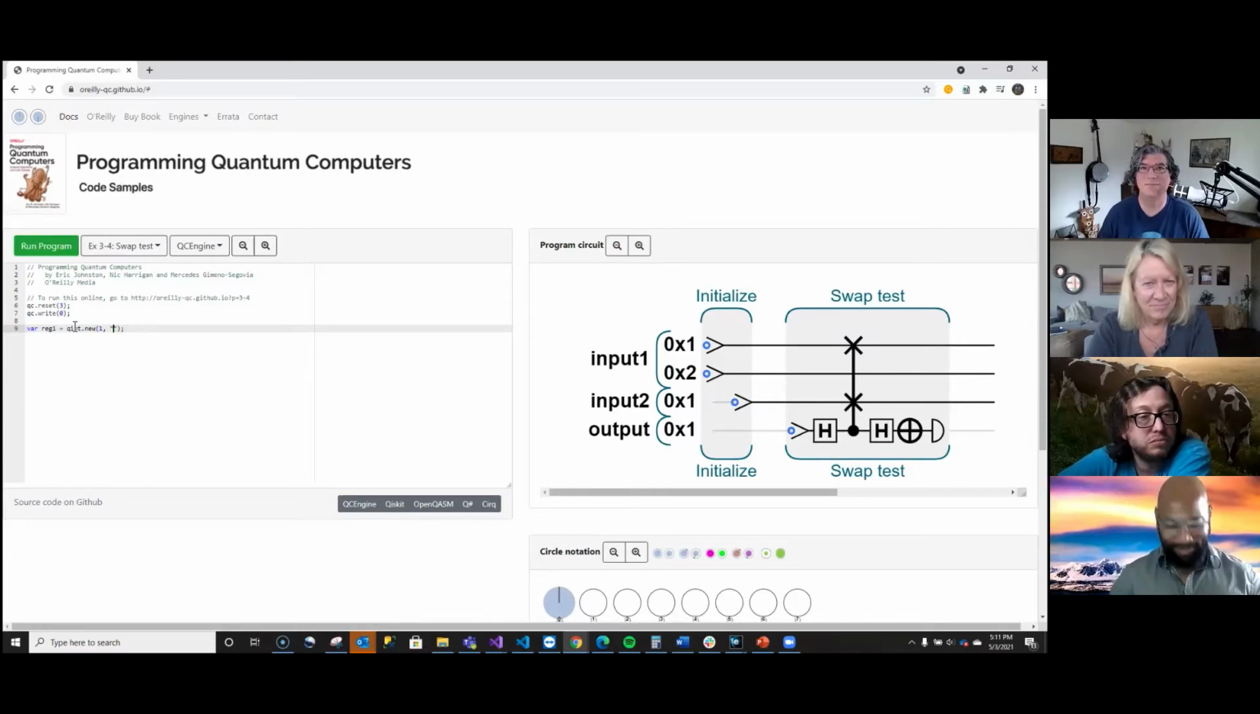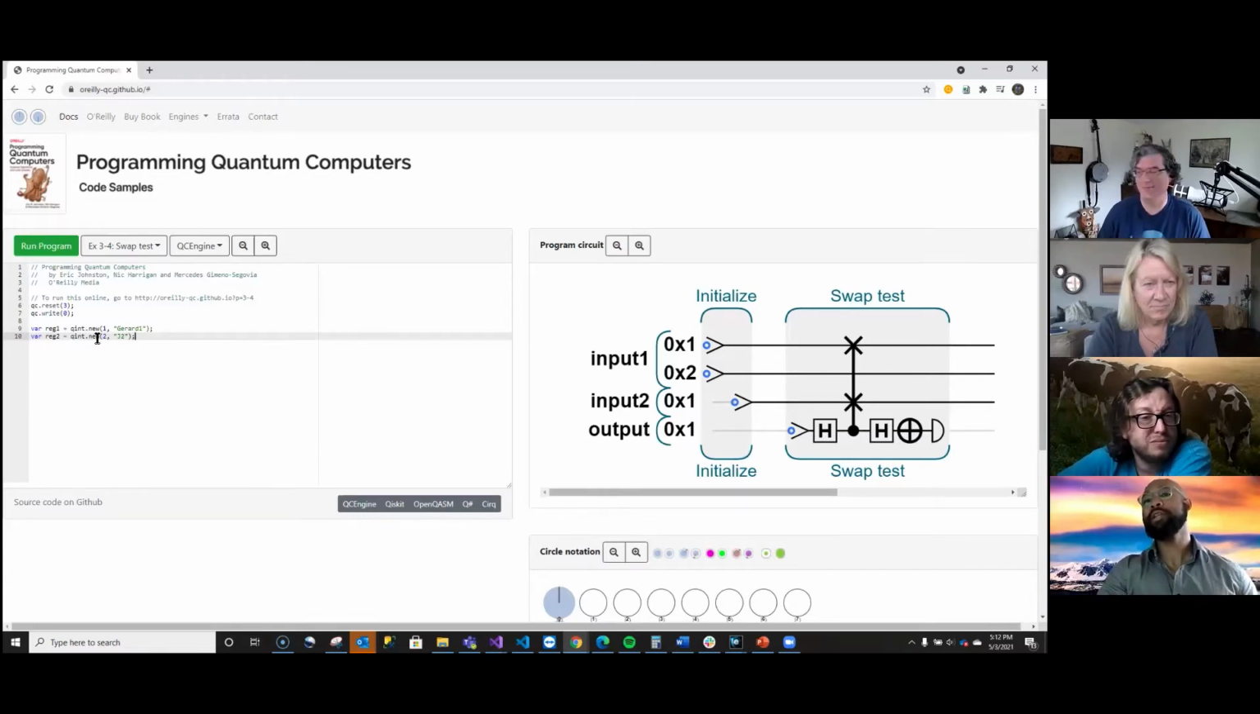You know what? Let's do Gerard 1. And then let's call the second one, and this is an homage to a gentleman who's been very kind to me, J2. Homage to Jeremy. So here we have 2 registers. The first one only has 1 qubit associated with it. The second one, 2 qubits.